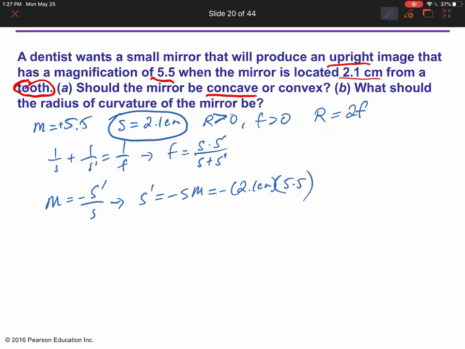By the way, if you noticed, I almost always use centimeters. I don't really convert to meters, and you don't have to. For the mirrors and lenses, right? I don't mind if you keep things in centimeters.